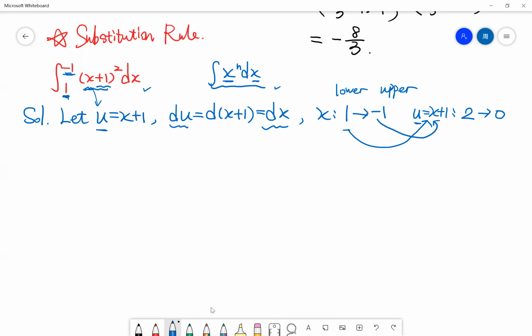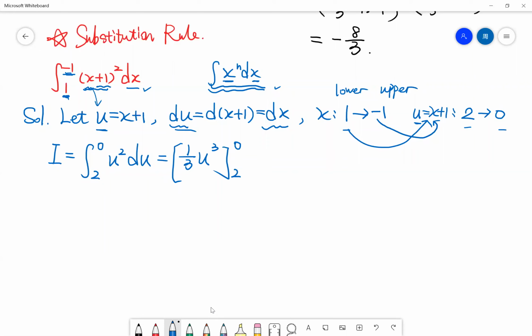So we can find the range, the limit for u, that is from 2 to 0. So here, the original integral can be changed to the integral from 2 to 0 of u squared du, because x squared dx equals du. And then that equals, we can use this formula directly, that is 1/3 u power 3, and then from 2 to 0.